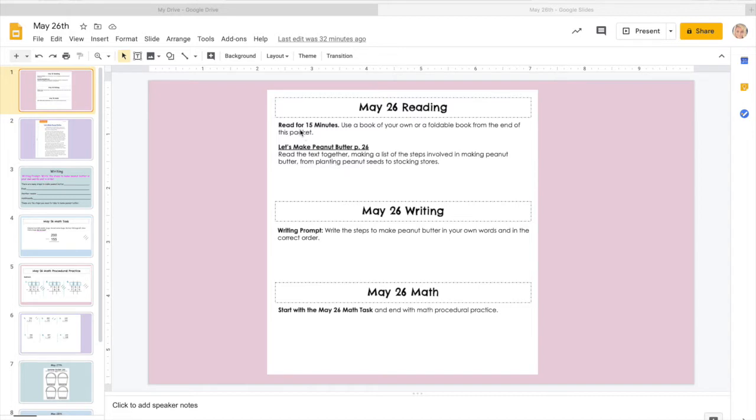After you've already read for 15 minutes, you're going to move to the Let's Make Peanut Butter procedural text where you're going to read the text together. So when it says together, you're going to read it with a parent or a sibling. And then you're going to make a list of the steps involved in making peanut butter, from planting peanut seeds to stocking store. So this is very similar to last week where we were identifying the steps in making cardboard.